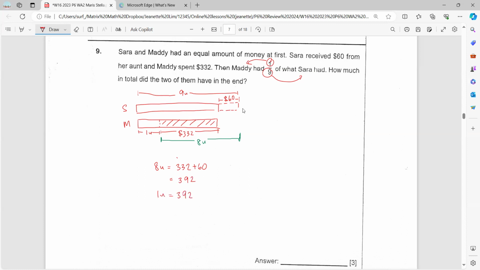One unit is 392 divided by 8, which is 49. How much in total did the two of them have in the end? What they have in the end is 10 units. So 10 times 49. Our answer is $490. Don't forget your units.